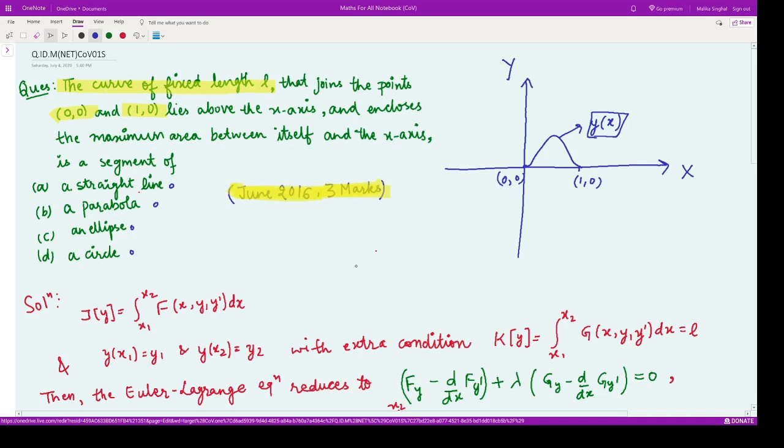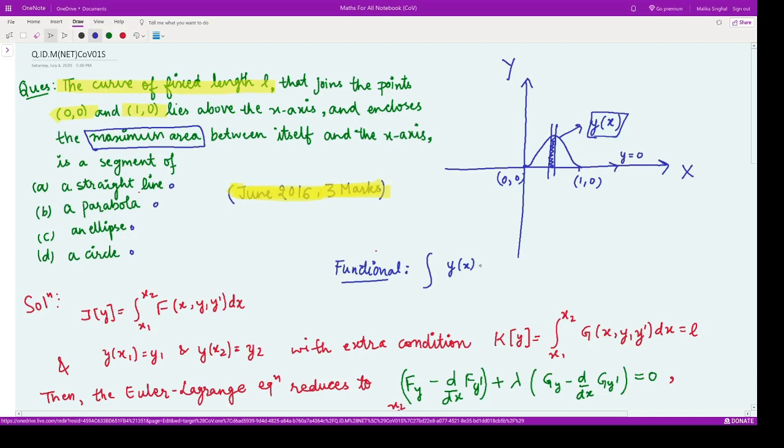First of all, let us formulate our functional, because in this question the functional is not explicitly given to us. We are asked for the extremal that encloses the maximum area. We need to find that curve which encloses the maximum area. So it would be an integration. If this is curve y(x), let me draw a vertical strip in that region. We all know how to calculate the area. That would be y of x, the upper curve, subtracted by the lower curve. The lower curve is the x-axis, that is y equal to 0.